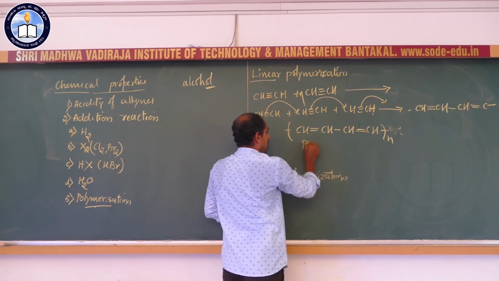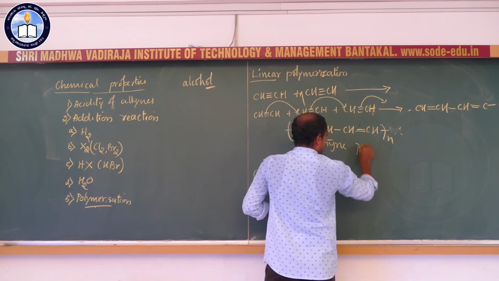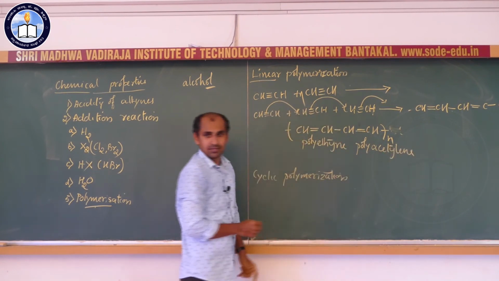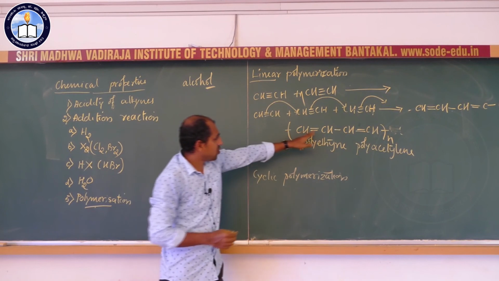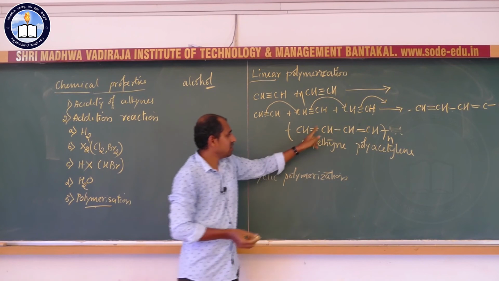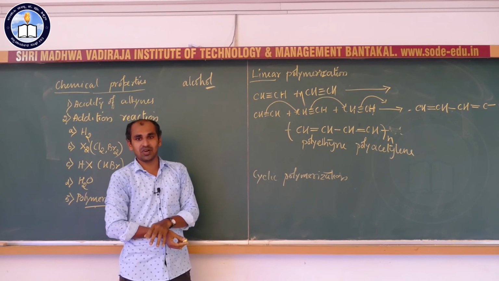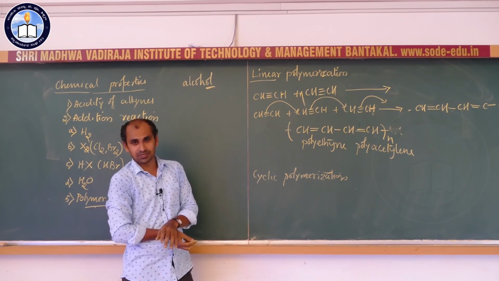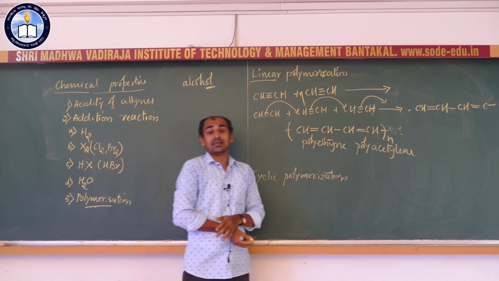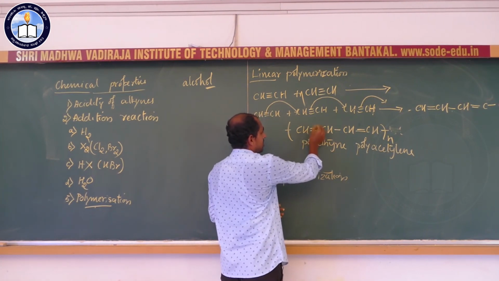It is called polyethylene, or the common name is polyacetylene. In this polyacetylene we have conjugated double bonds: double bond, single bond, double bond, single bond. Such alternating single and double bonds are called conjugated double bonds. These conjugated double bonds can conduct electricity. What is the reason? Because they have conjugated double bonds.